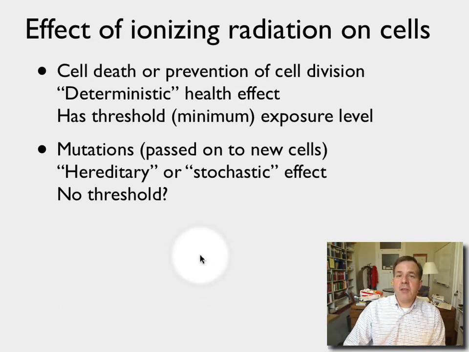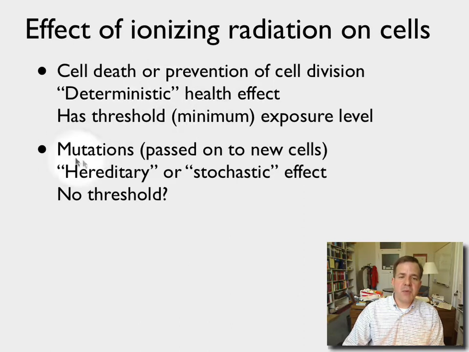There are a couple of effects of ionizing radiation on cells. The first is that ionizing radiation can kill cells directly. That is, it can cause cell death or it can prevent cells from dividing. This is called a deterministic health effect. That is, there's a threshold or minimum value of exposure below which this sort of effect will not occur.